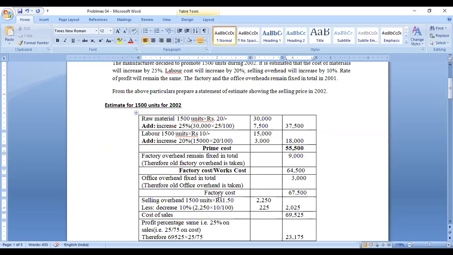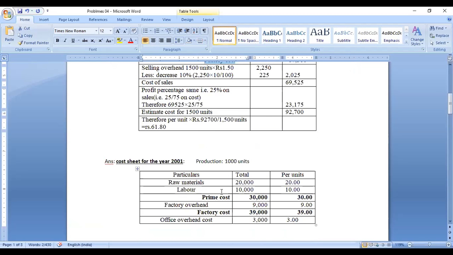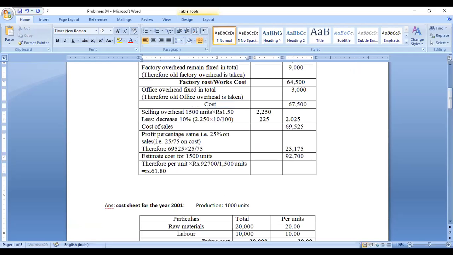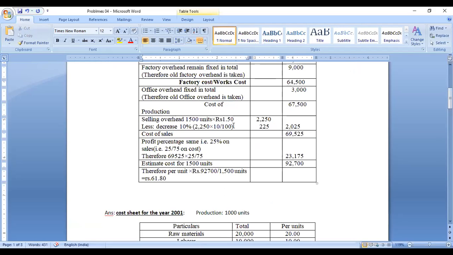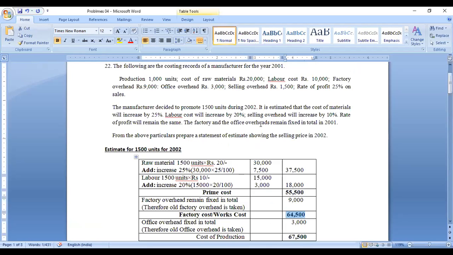This is not called factory cost. This is called the cost of production. Cost of production, that amount is 67,500. So the next answer is calculated. 67,500 is calculated, that is our cost. And next we can move on to the selling and distribution overhead.